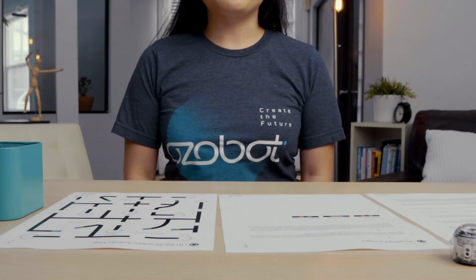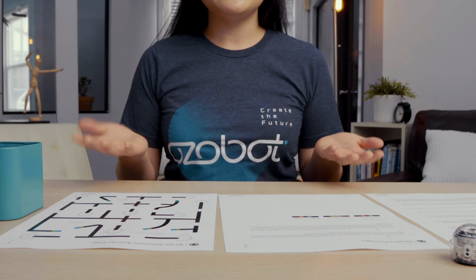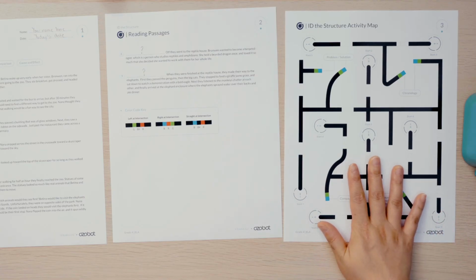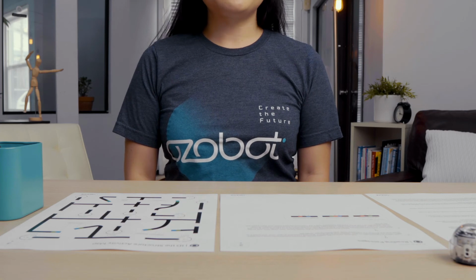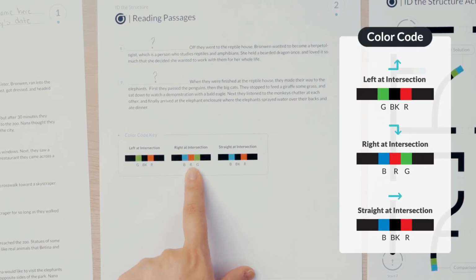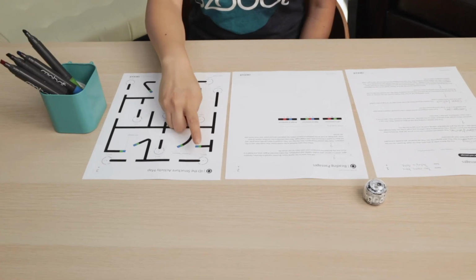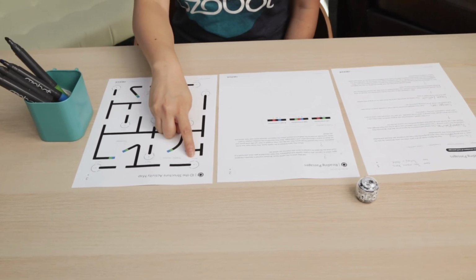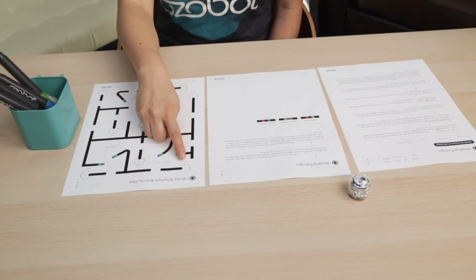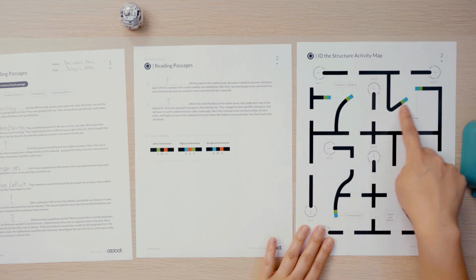Now that you've identified the structure of each reading passage, get out your ID the Structure activity page and color code markers. You'll use the color codes for left at intersection, right at intersection, and straight at intersection to get your Ozobot to the correct structure. Start with number 1, which we identified as chronology. Follow the Ozobot line all the way to chronology.